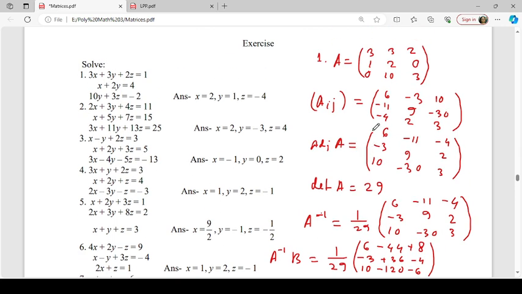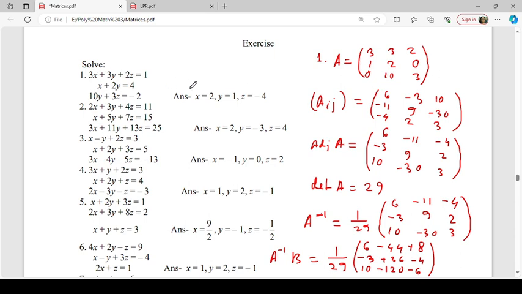Adjoint is 6 minus 11 minus 4, 2, then 120 minus 20 minus 12, sorry, 10 minus 12, it is minus 2. It is x, it is 2. The answer should be this one because it satisfies this.